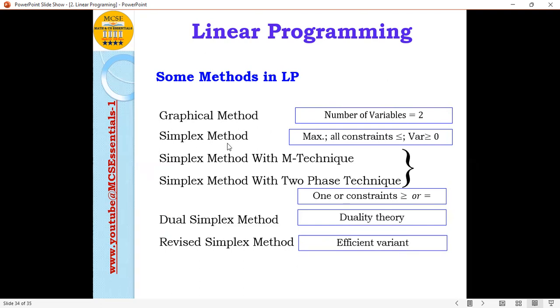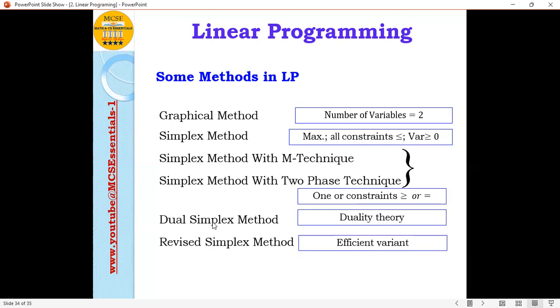The standard form of a linear programming problem for the simplex method is that it should be a maximization problem. All constraints should be in less than or equal to form, and all variables should satisfy non-negativity constraints. The next two methods, simplex method with M technique and simplex method two-phase technique, are used when the maximization or minimization problem involves one or more greater than or equal to type constraints or equality type constraints. Then the simple simplex method cannot be used.